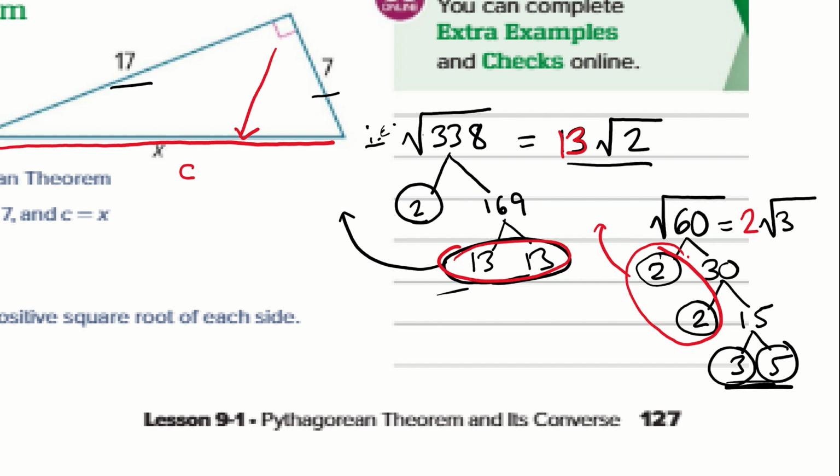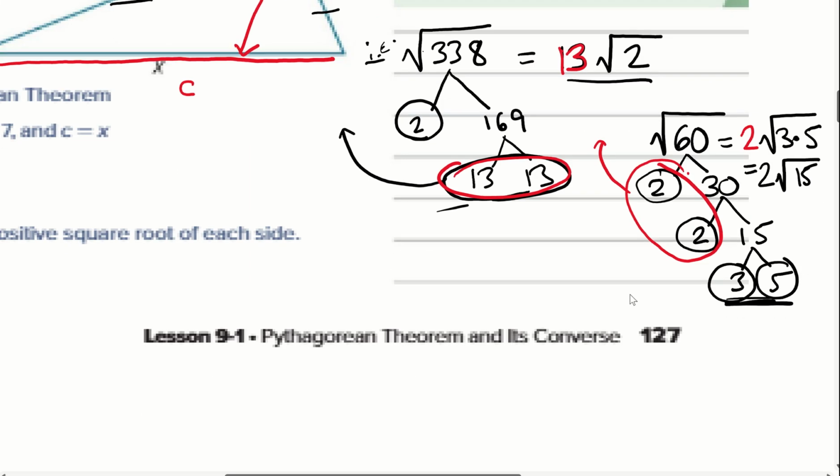What do you do with the numbers that are left over on the inside? Well, you just multiply them. So that's just 3 times 5, so it's just going to be 15. So it's going to be 2 square root of 15. Okay, and that's how you simplify radicals. I'm going to show you one more of that, okay, just to make sure you understand this idea.